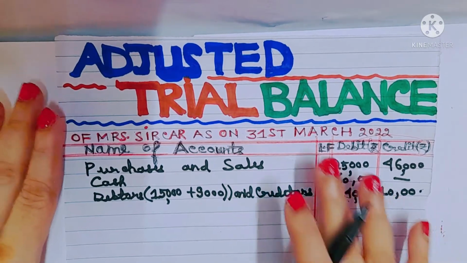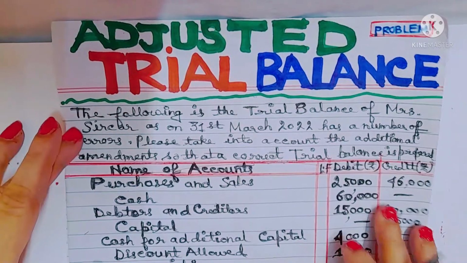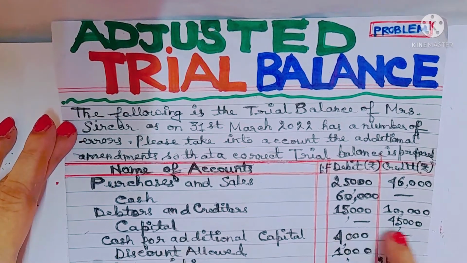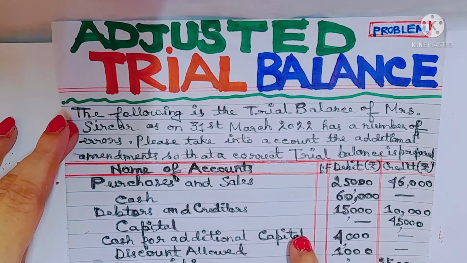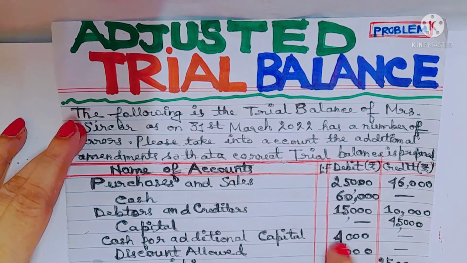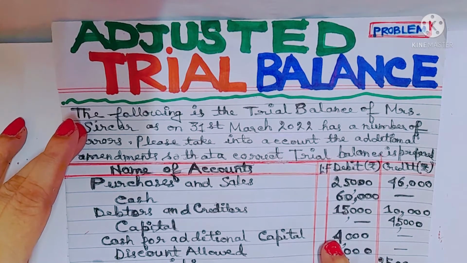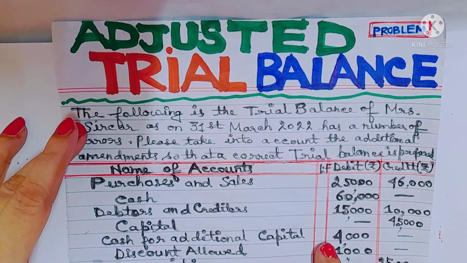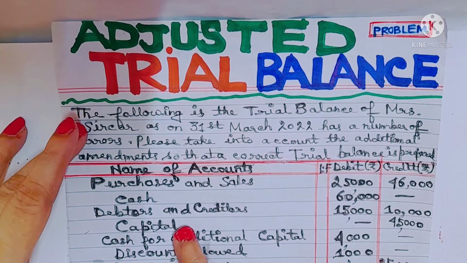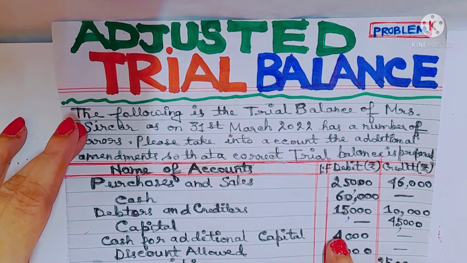Okay. Now let's see the next account. The next account is capital 45,000. Cash for additional capital has been written wrongly in the debit column. It has to be rectified and for that we have to write a short note. And here capital will be 45,000 plus 4,000.